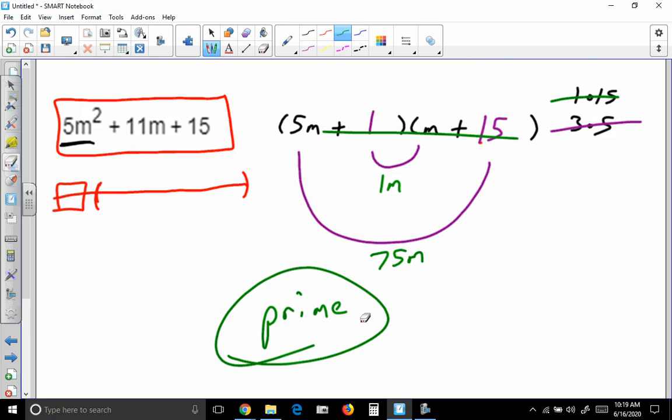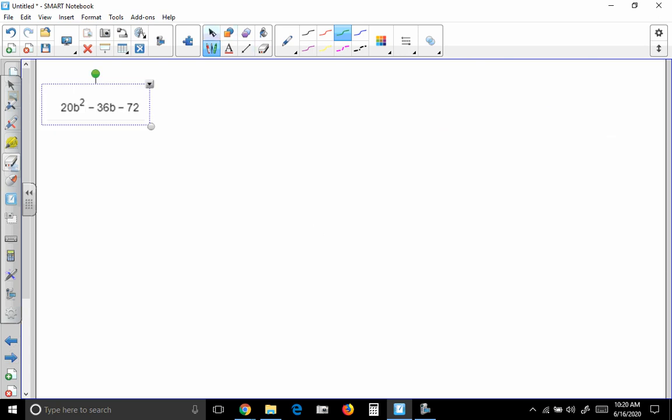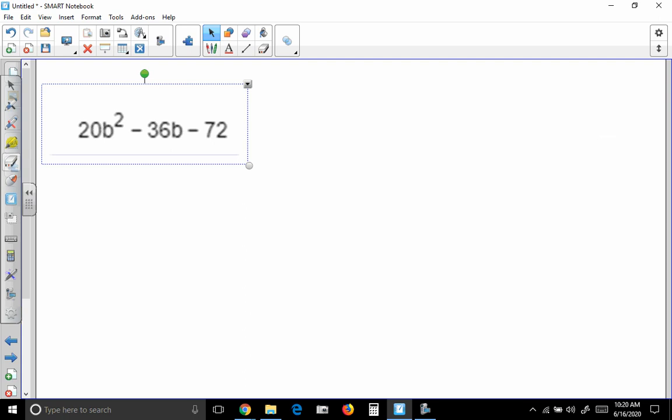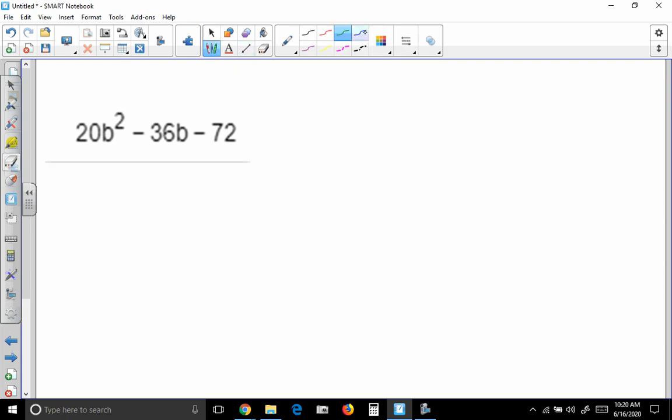So I was hoping that one was going to be one that did factor, just to illustrate cutting out possibilities, but that's okay. Not every problem factors. Okay, so let's take a look at this one. We always begin by looking for a common factor. Is there something that goes into all of them?